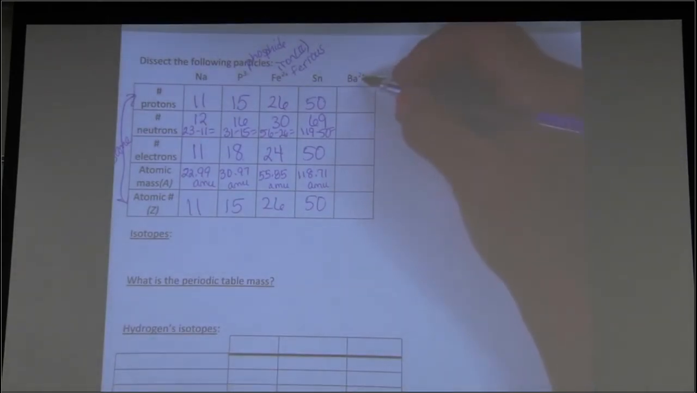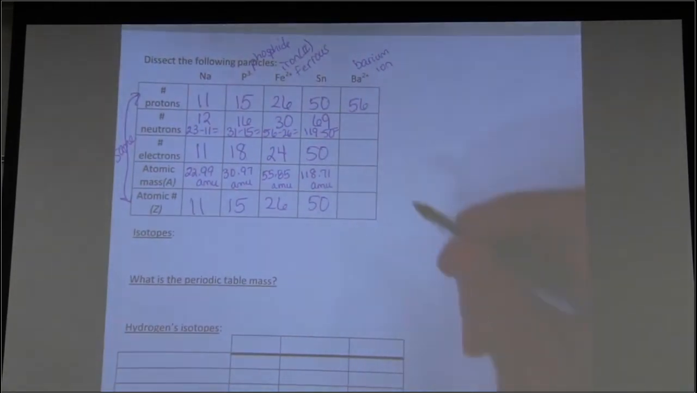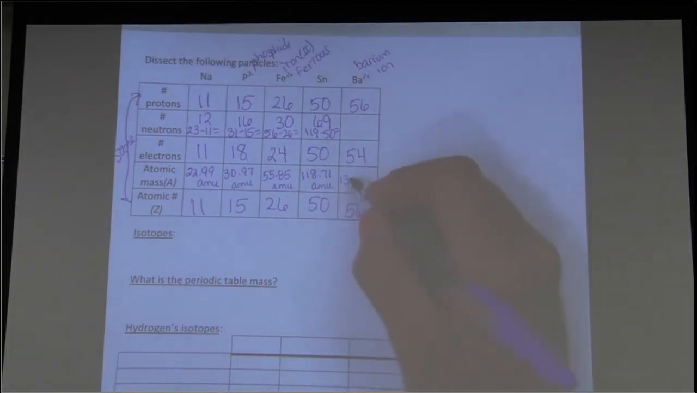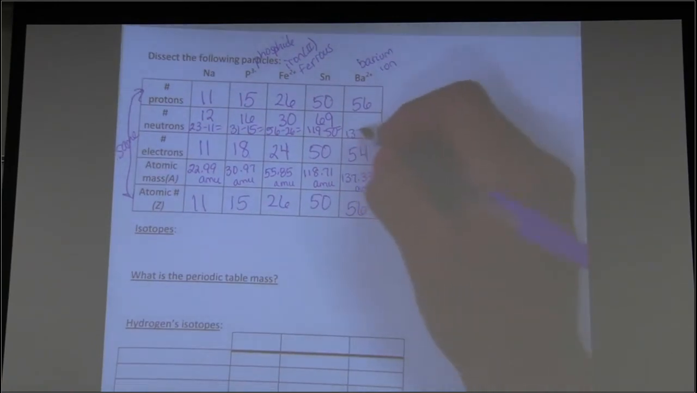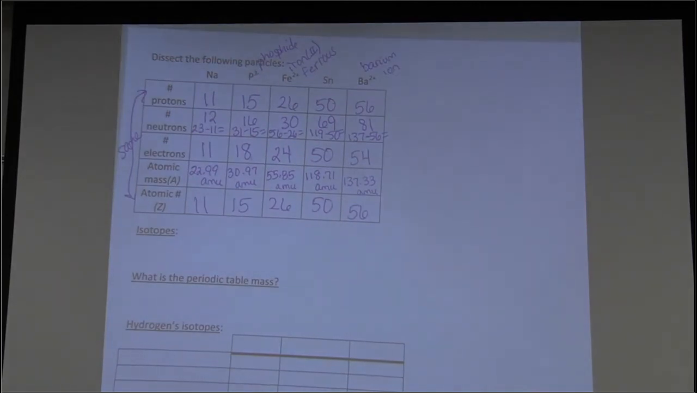This is called simply, since it's a metal ion, what's it simply called? Say it. Barium. It's just barium. It's the same as the name, and you can put barium ion just to indicate that it is an ion. What is the number of protons? What else is 56? The atomic number. How many electrons? 54. Mass? 137.33 AMU. And then 137 minus 56 is what? 81. Yes or no on those?